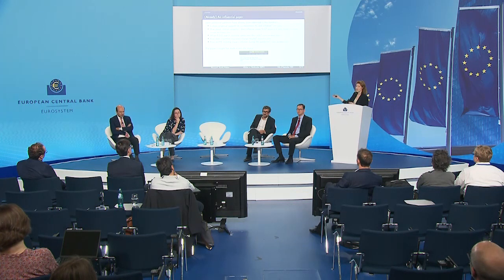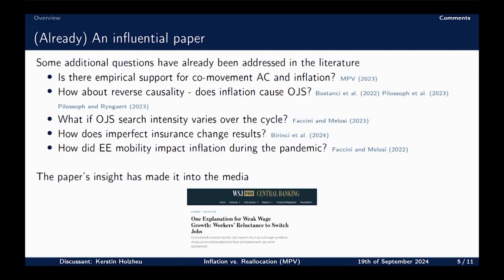The authors themselves are currently working on a setup. Then we could ask, how about reverse causality? Does inflation maybe cause on-the-job search? And that's actually a paper that we will have after this. What if on-the-job search intensity varies over the cycle? A paper has looked at this. How does imperfect insurance change our results? Or how did E2E mobility impact inflation during the pandemic?